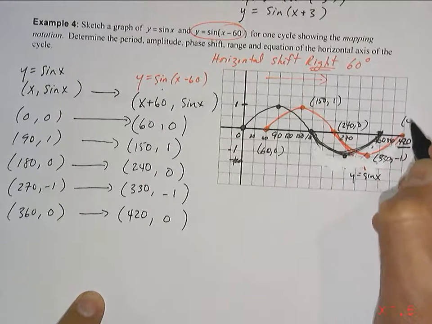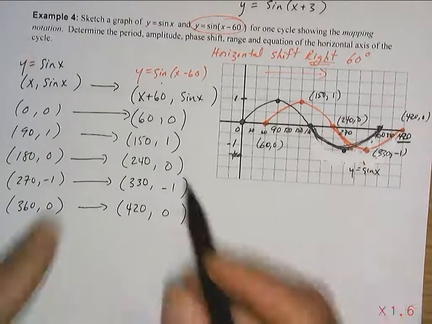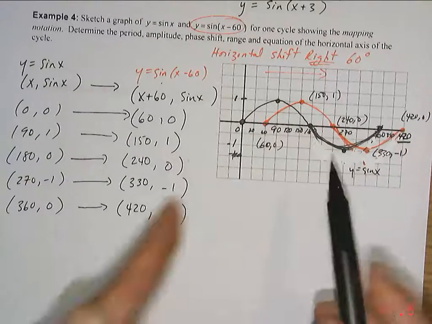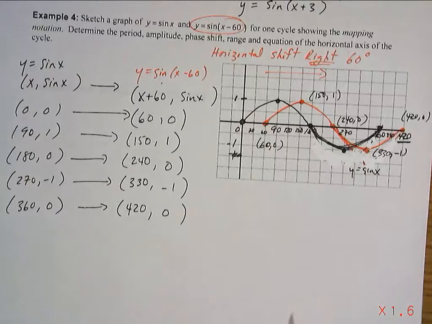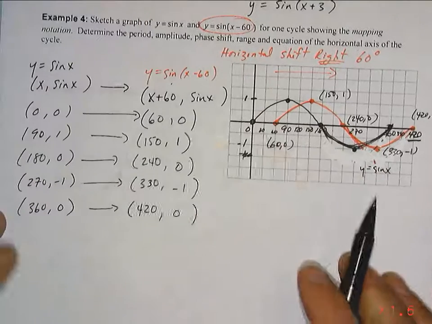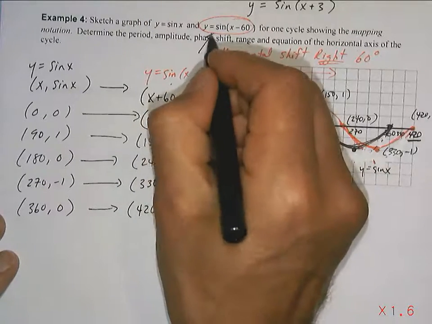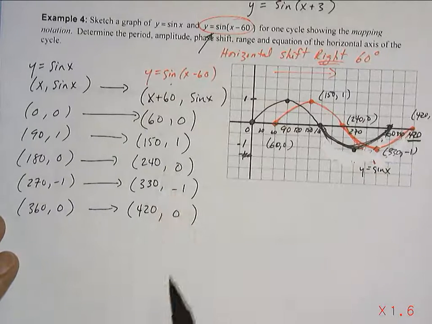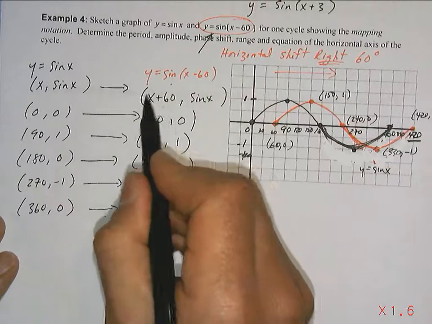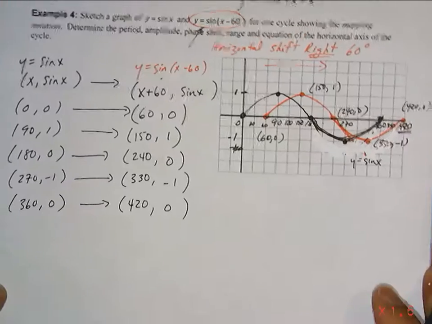And finally, 420, 0. So we can either use point notation if we want, or we can actually draw the two graphs. It's up to you, and in different situations we'll do different things. But what you have to be very careful is you have to realize that this is a horizontal shift. It's a horizontal shift to the right, which means it's going to change my x values by adding 60. Got to keep that in mind.